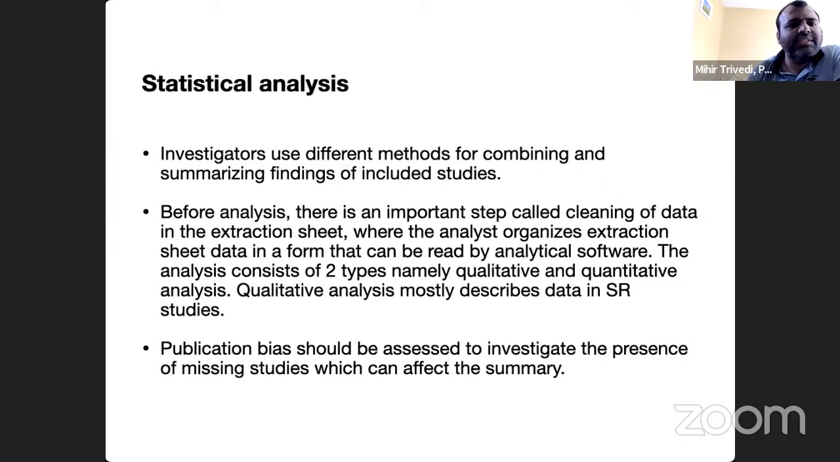Statistical analysis. Investigators use different methods for combining and summarizing findings of included studies. Before analysis, there is an important step called cleaning of data in the extraction sheet, where the analyst organizes extraction sheet data in a form that can be read by analytical software. The analysis consists of 2 types, namely qualitative and quantitative analysis. Qualitative analysis mostly describes data in SR studies. Publication bias should be assessed to investigate the presence of missing studies which can affect the summary.